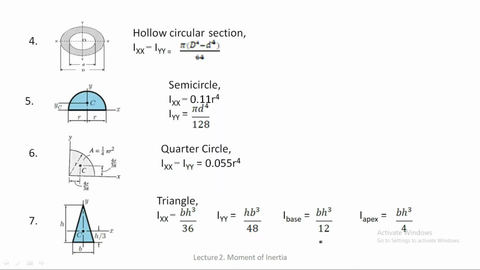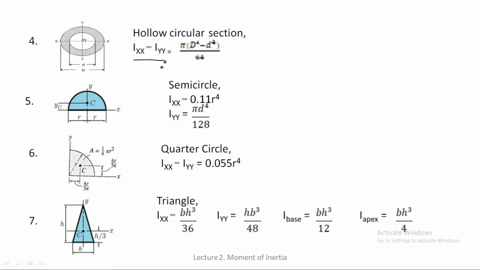Then we had the formula of the hollow circular section. If capital D is the diameter of the outer circle and small d is the diameter of the inner circle, we have I_XX and I_YY equal to pi by 64 times capital D raised to 4 minus small d raised to 4. Here also, as in the circle, the moment of inertia about the horizontal axis and vertical axis is the same.